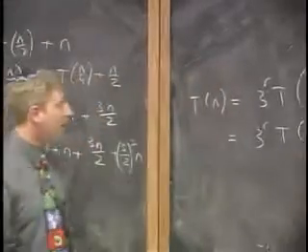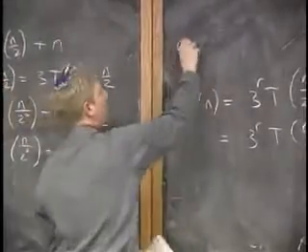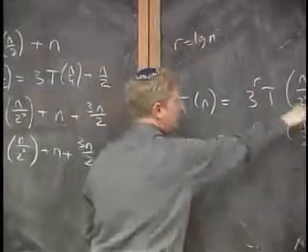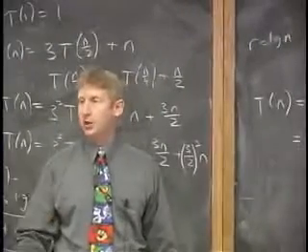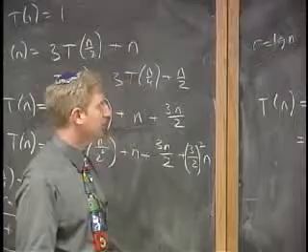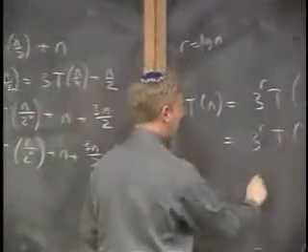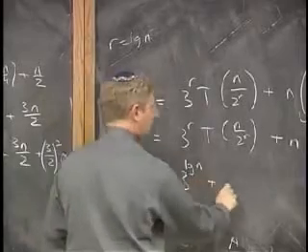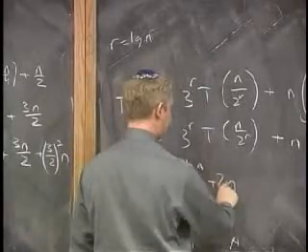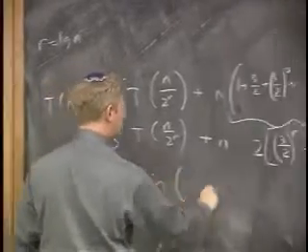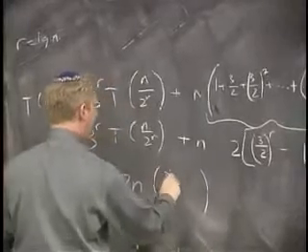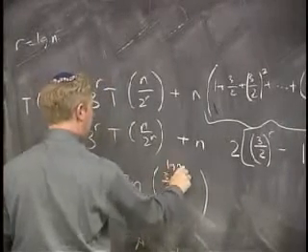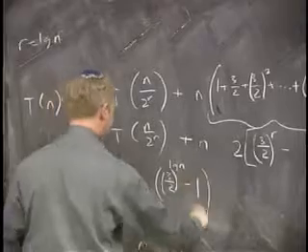So here again, we want r to be equal to log n, same thing as before, because we want this to turn into T of 1, and you want the T of 1 to disappear. So you get r is log n: 3 to the log n plus n times 2 to the 3/2 log n minus 1.